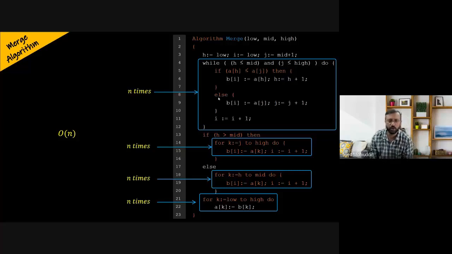So the function f of n equals 4n. 4 is a constant. We can remove 4 and say that the time complexity of this merge algorithm is O of n. Not merge sort, merge algorithm is O of n.